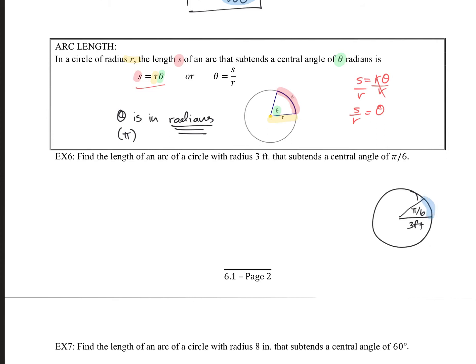Well, let's use a formula. So s, which is what we're trying to find, is going to be equal to r times theta. Our radius is 3, and our angle is pi over 6. It's already in radians, so we don't need to convert it. Multiplying those together, the 3 and the 6 will cancel, and we'll be left with pi over 2. And we need to remember our units. This was in feet. Pi over 2 feet.